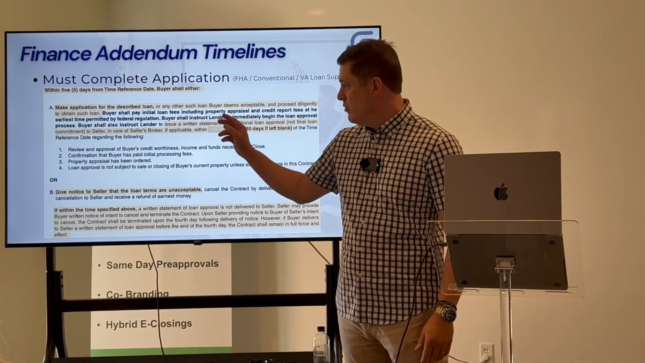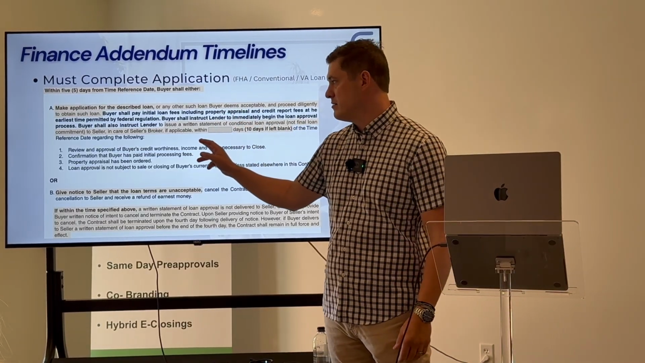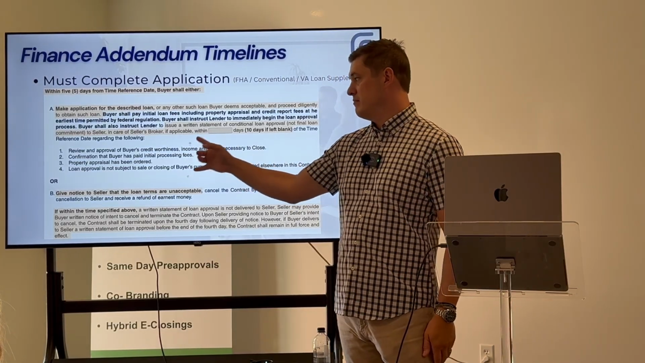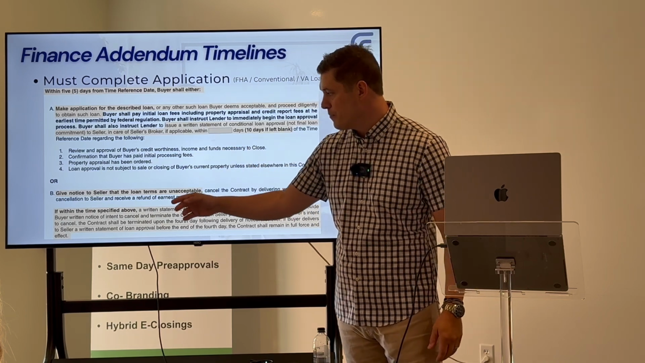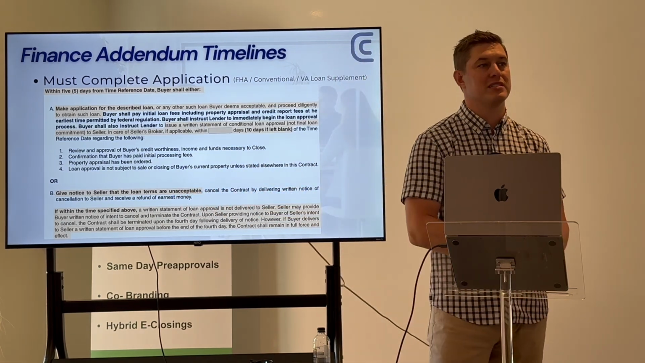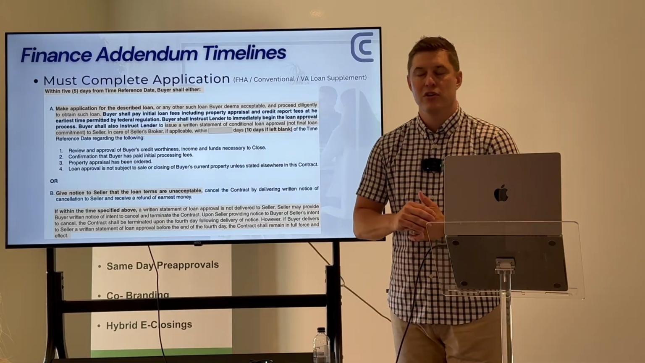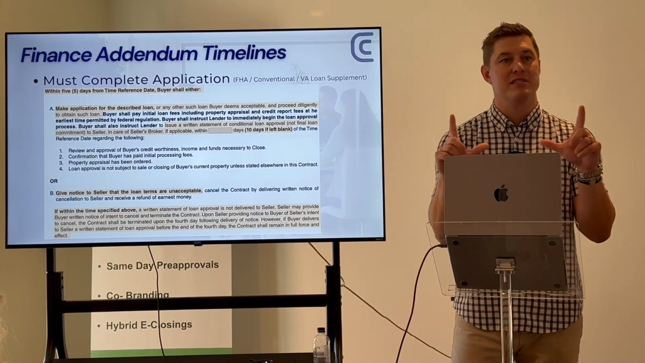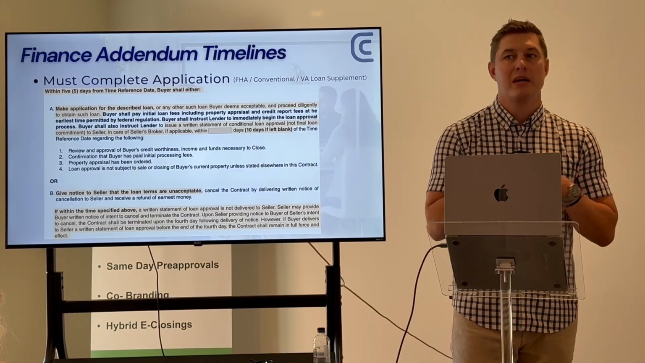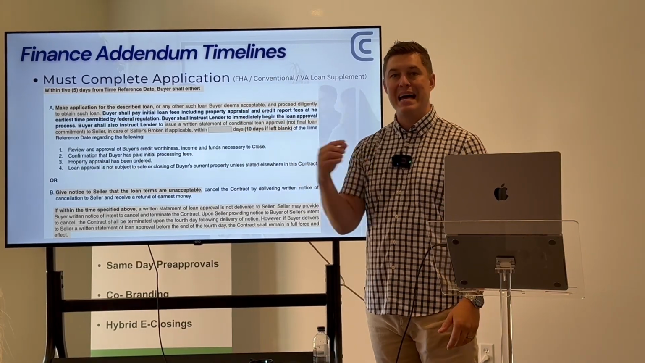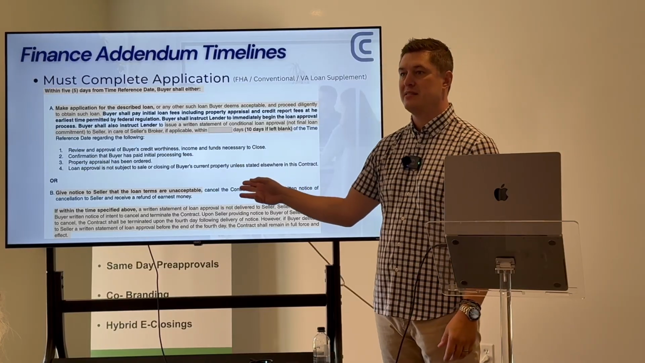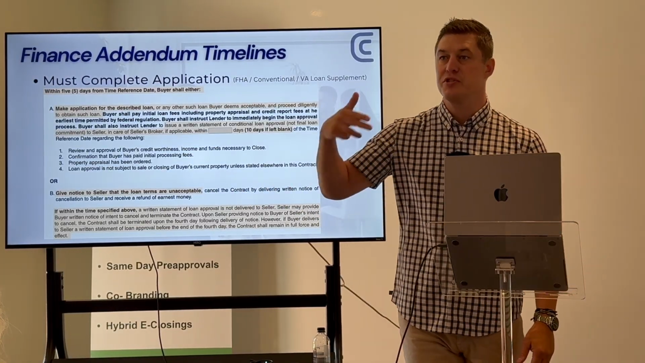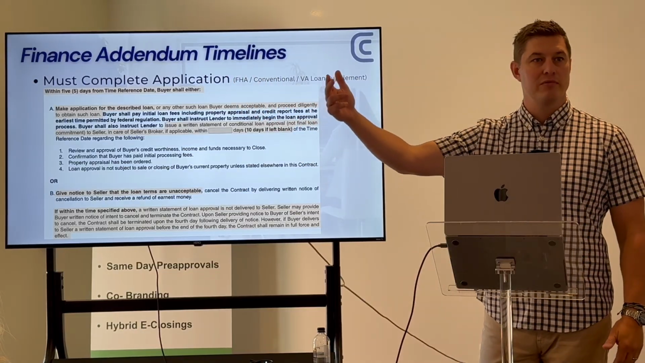So within that 10 days, you either submit the conditional loan approval or give notice to the seller that the terms are unacceptable. If you look at the cancellation notice, one of the buyer's options is loan terms are unacceptable. In my opinion, you have to use that excuse within the first 10 days of the contract. I don't think you can use that excuse 3 weeks down the road.